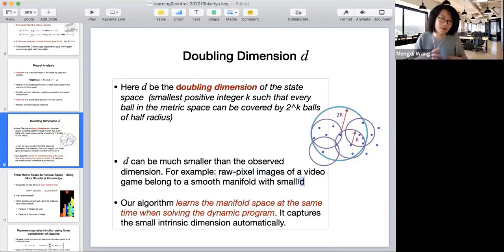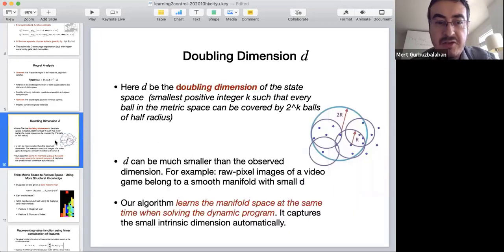So in some sense, this algorithm is doing manifold learning simultaneously when solving the dynamic program. And its learning efficiency is determined by the fundamental doubling dimension of the state space rather than the raw dimension. Okay, so that's what we can do with a little bit of metric.